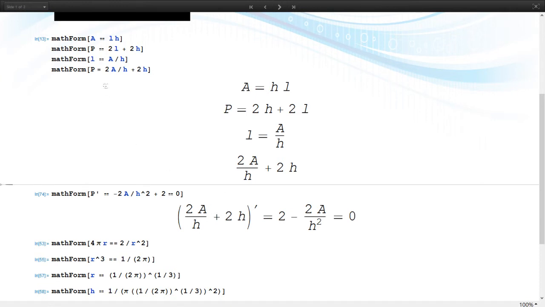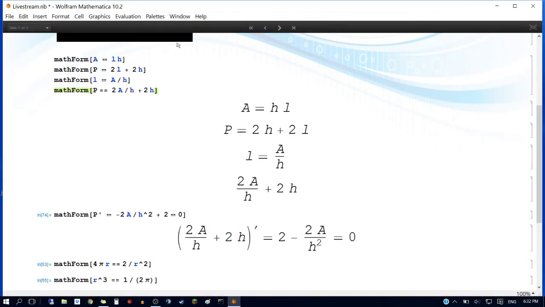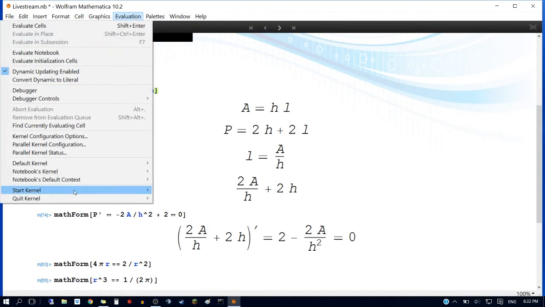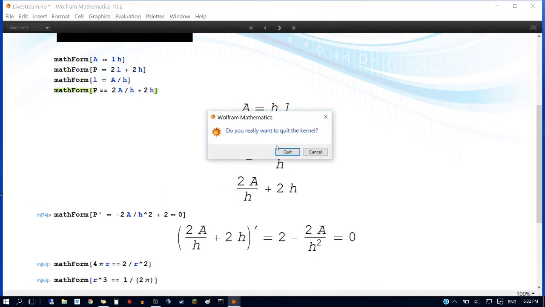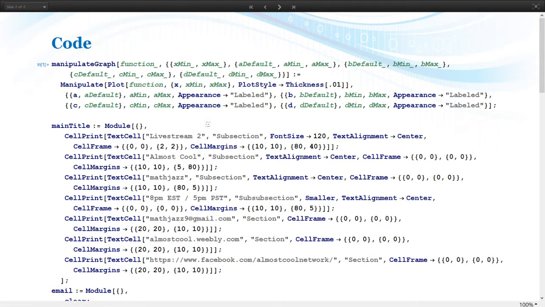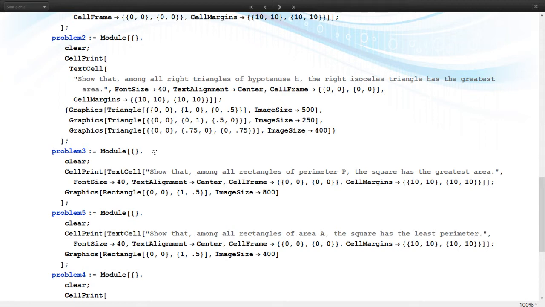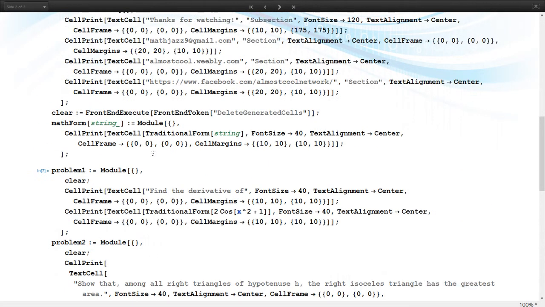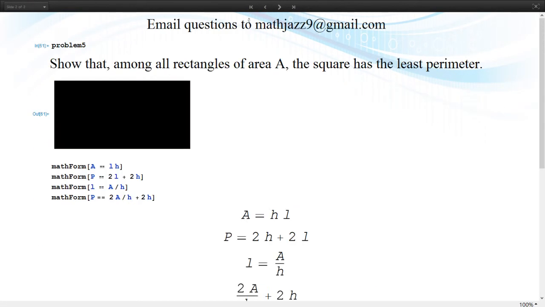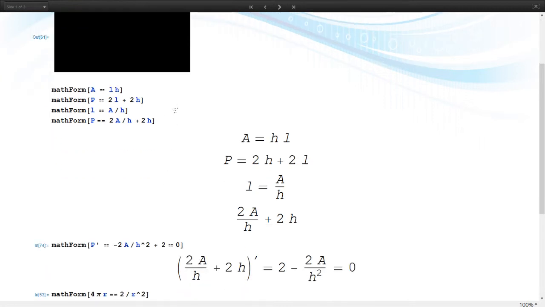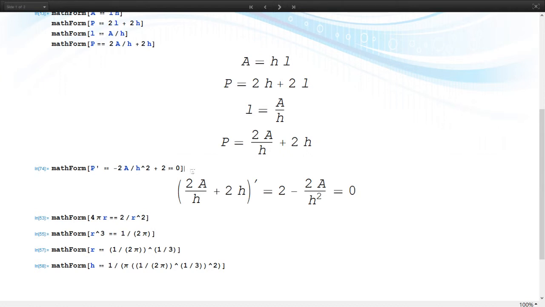There we go. Oh, I just did it again. Do that one more time, sorry. Evaluation, quit kernel, yes. Execute code, execute our other code, back to first page, and then, hey look, it works. Okay.